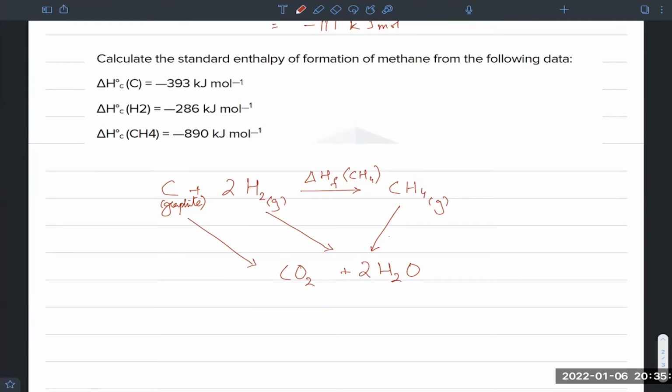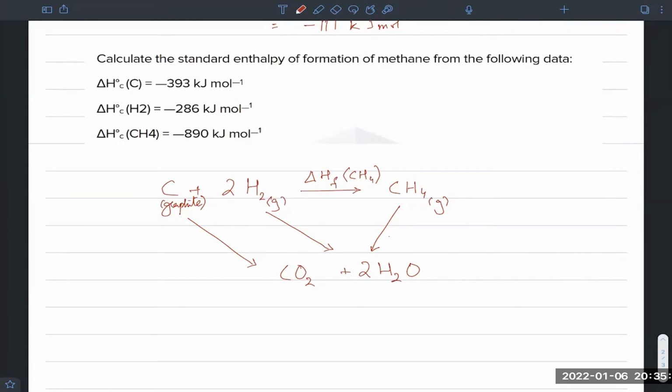Reason, 2 reasons actually. Number one, oxygen is plentiful. So it does not affect the amount of product or the reactant involved because oxygen is the substance in excess. Number two, the amount of oxygen used on the left side, like burning carbon and 2 moles of hydrogen, is the same as the oxygen required on the right side, burning methane.